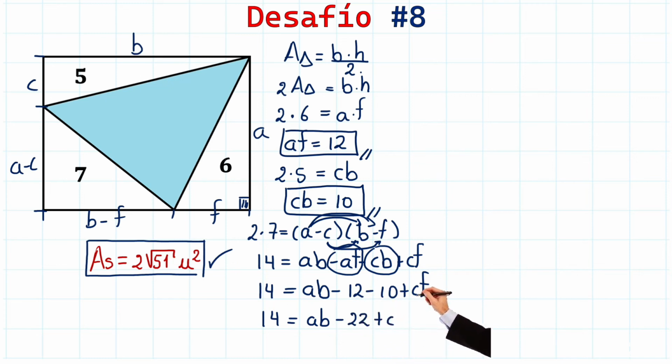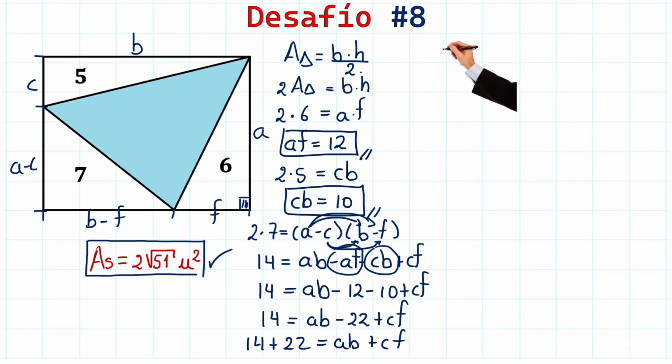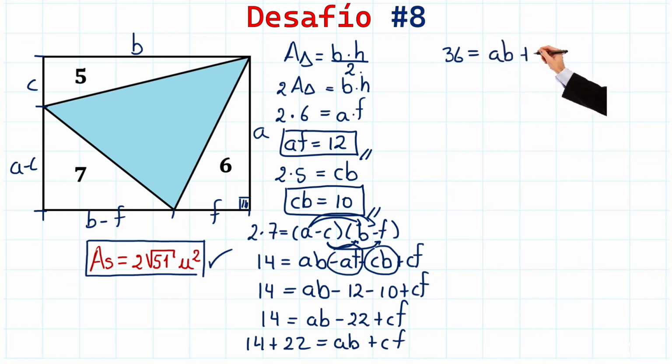And plus CF. Okay, and moving this minus 22 to the other side, we get 36. Let's leave it here. 14 plus 22, which is going to be equal to AB plus CF, and then we're left with 36. Now 14 plus 22 gives us 36, which is going to be equal to AB plus CF. Alright, now we'll replace here C and F, but how?